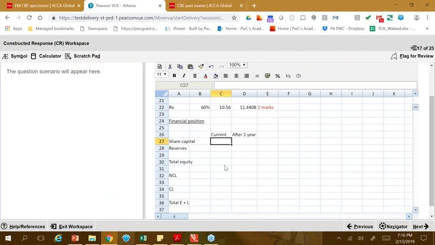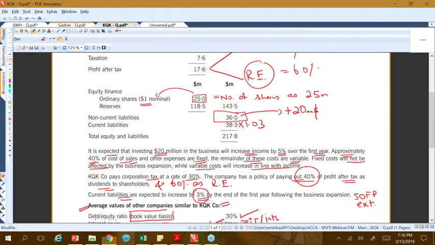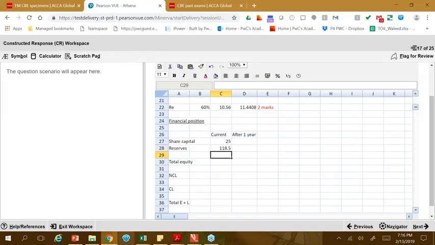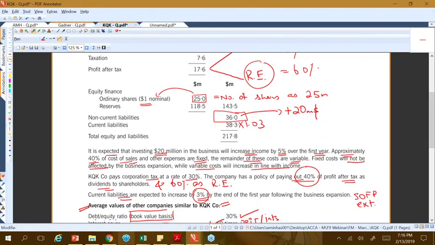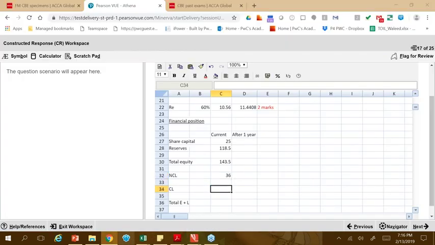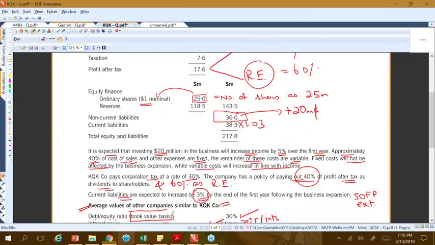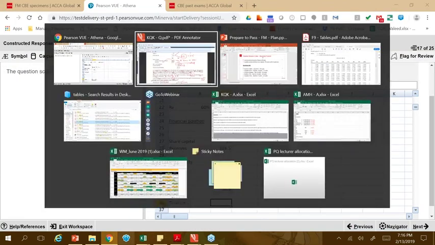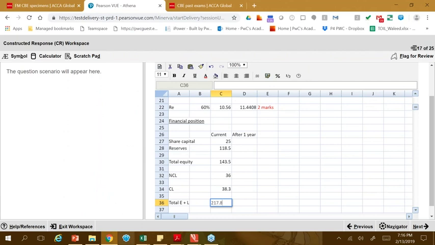Okay, so share capital current is 25, reserves are 118.5. The total equity here is given as 143.5. Non-current liabilities are 36, current liabilities are 38.3, and then the total equity and liabilities is 217.8. Now I need to construct this after 1 year.